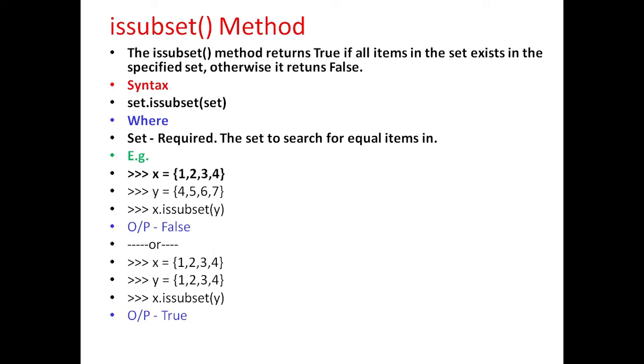For example, if x is defined with elements 1, 2, 3, 4 and y is defined with elements 4, 5, 6, 7, and if we use the method x.issubset(y), it will give output false. And if we define x with elements 1, 2, 3, 4 and y defined with elements 1, 2, 3, 4, and if we use the method x.issubset(y), it will give the output true.